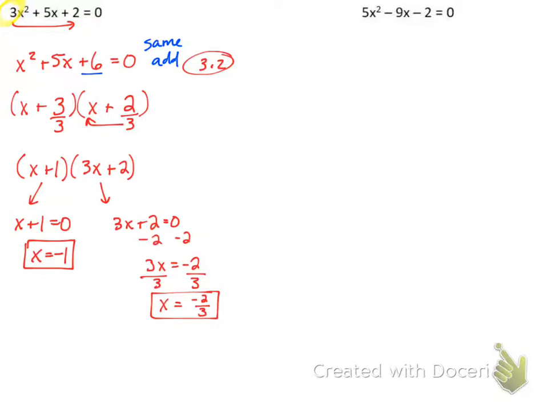With the next one, again, slide. Go x squared minus 9x minus 10 is equal to 0. Again, c value is negative, so that means diff and sub.